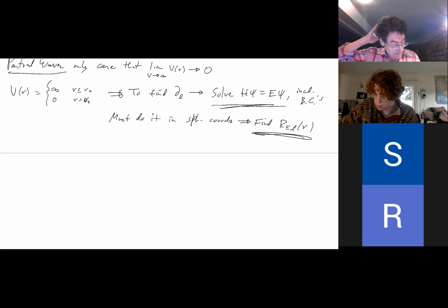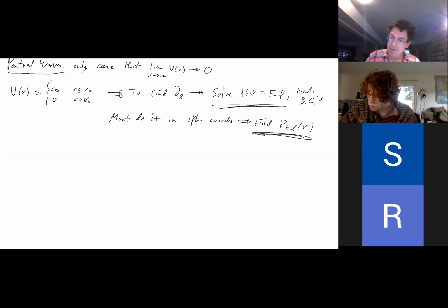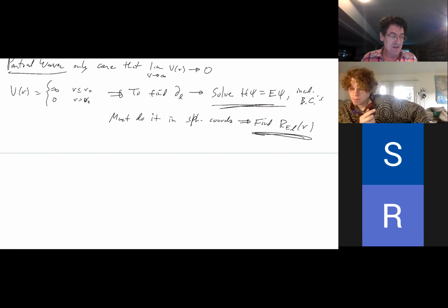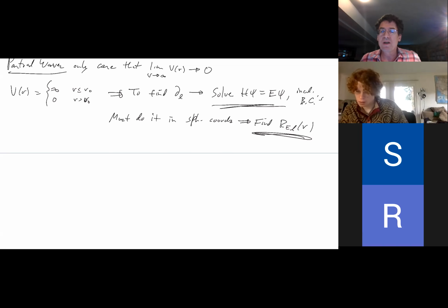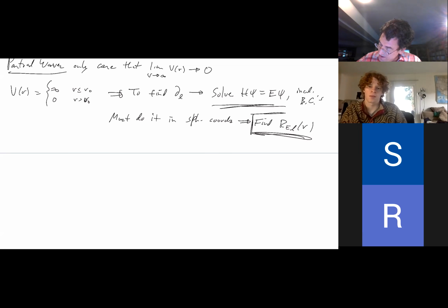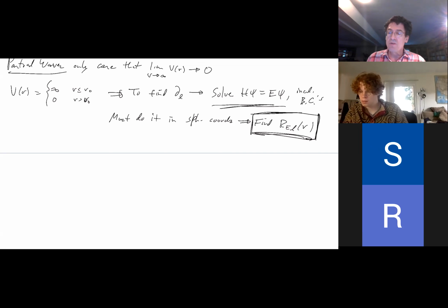Okay, so let's do it. How do I proceed? Can anyone tell me, what do I do next? Does anybody remember how to solve the Schrodinger equation in spherical coordinates? What do I do? Separation of variables. Good. That's right. Separation of variables. And so the variable that we care about now is the radial component. So you're totally right. It's separation of variables. And so we're focused on the radial component. And so what do we do next?